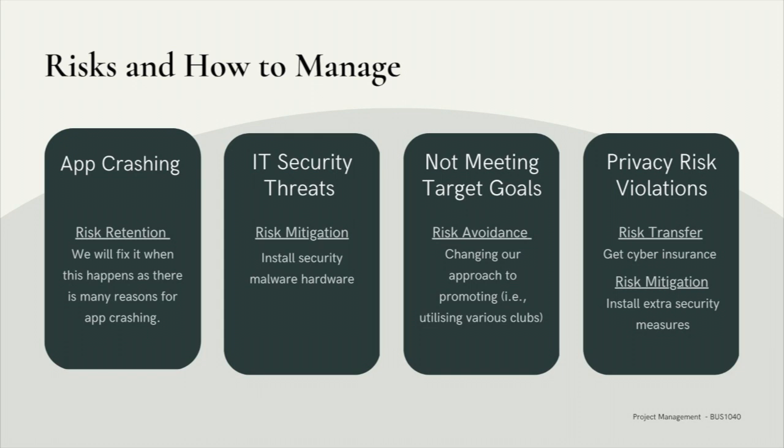Lastly, privacy risk violations can happen when there is a personal data breach, which harms users, and users' privacy should be protected. We would do risk transfer by getting cyber insurance, and this would protect our app against a range of cyber threats and minimize cyber criminal hacks into our app system. We have to protect our users' privacy, since not only is it valuable, but we are also held liable if there was a cybercrime happening.